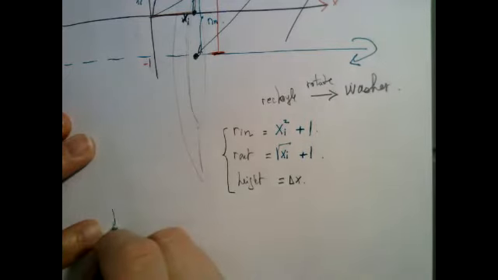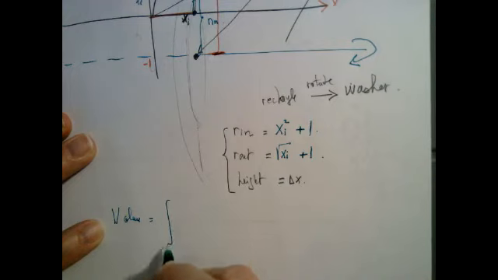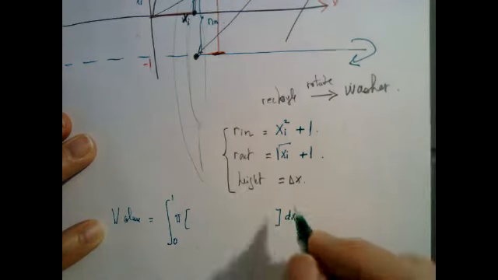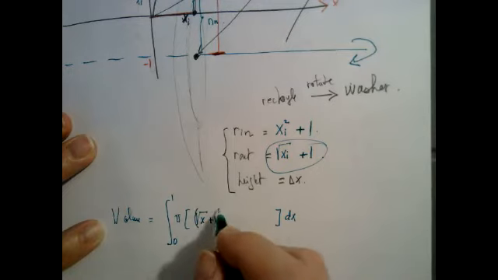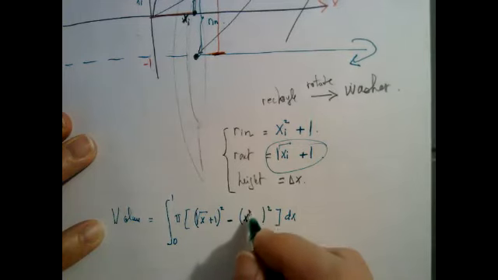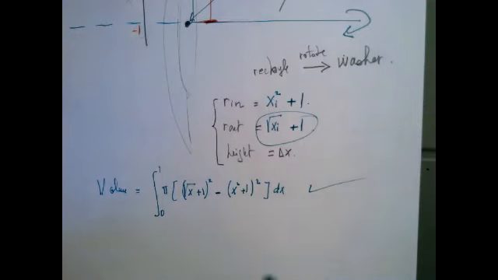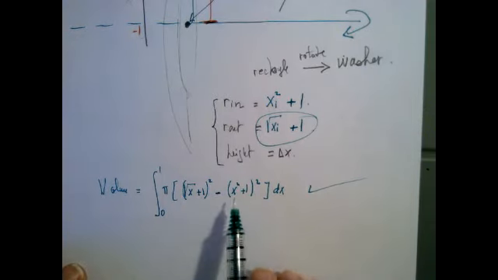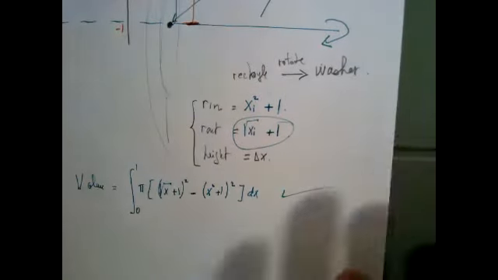Why? Because the volume of a washer, actually the total volume, is going to be the integral from 0 to 1 of pi times the outer squared minus the inner squared, and that's the end of the problem. Now, to evaluate this integral, you need to distribute this, distribute that. It's a little bit of math, but not hard math. That's actually easy math.